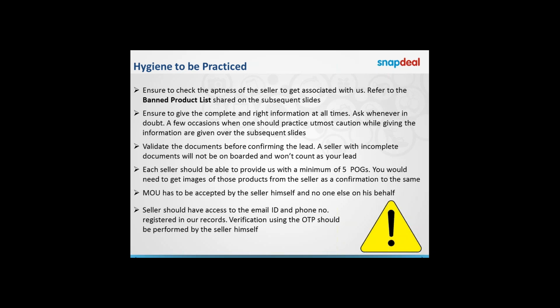Each seller should be able to provide us with a minimum of 5 POGs. You would need to get images of those products from the seller as a confirmation of the same. The memorandum of understanding has to be accepted by the seller himself and no one else on his behalf. And also, sellers should have access to the email ID and phone number registered in our records, and the verification using the one-time password should be performed by the seller himself and nobody else.